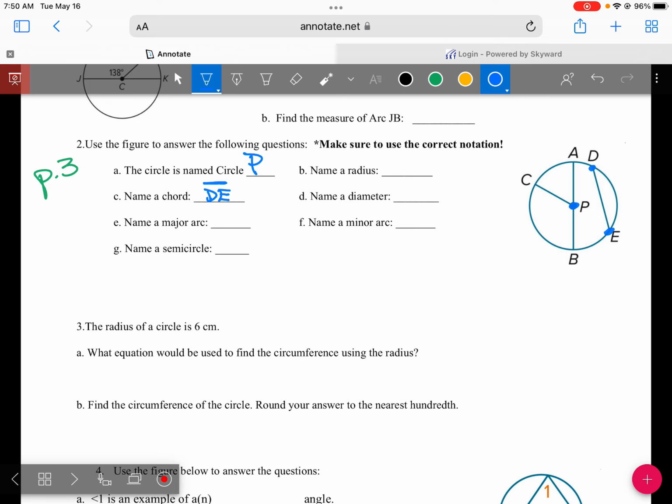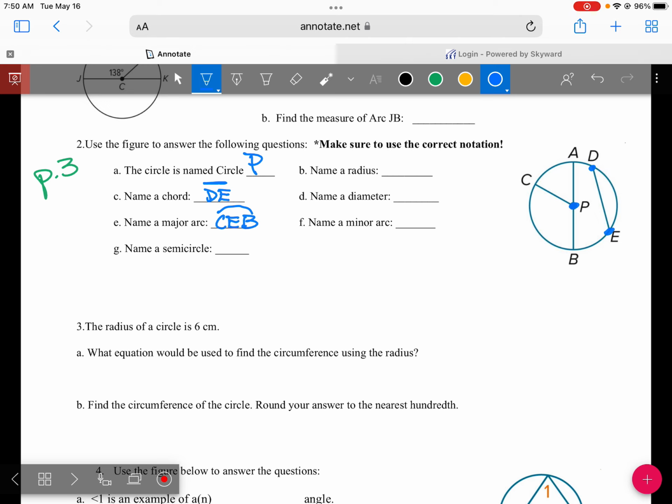Okay. Name a major arc. CPA. No, that is not an arc. An arc has to be on the outside part of the circle. ACB is not a major arc. CAD is not a major arc. It has to be over half of the circle. CEB. That will work. CEB. A major arc, and make sure you do the arc symbol above.